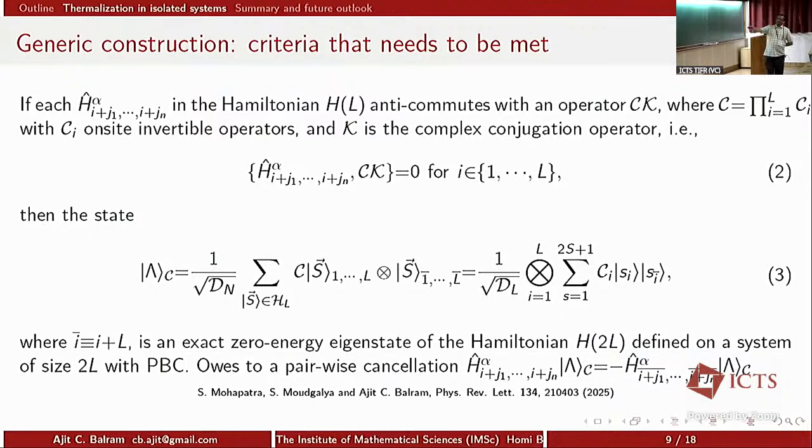So this, I formally write it down as C S1 to L times S bar, S1 bar to L bar. So when I say I bar, I mean I plus L. So every bar is connected to L sites away from it. And this state, which is just a sum over all the states at the local site, I'm going to show is an exact zero energy state of the Hamiltonian, defined on size 2L for a system with periodic boundary conditions.